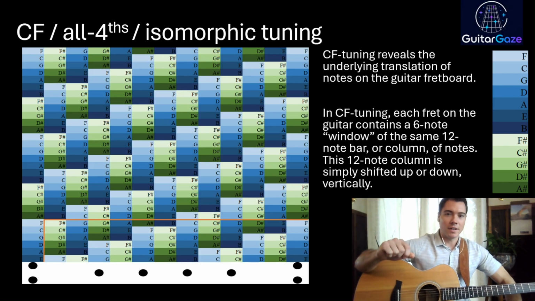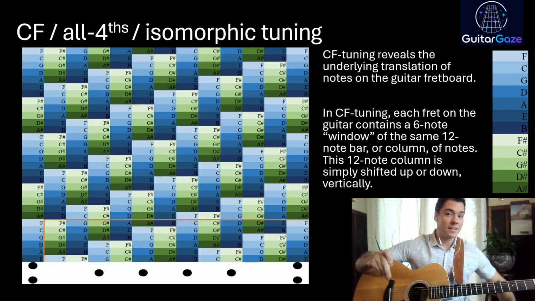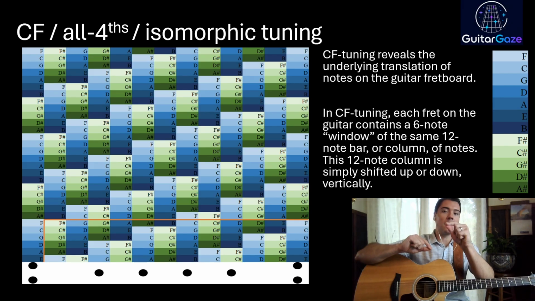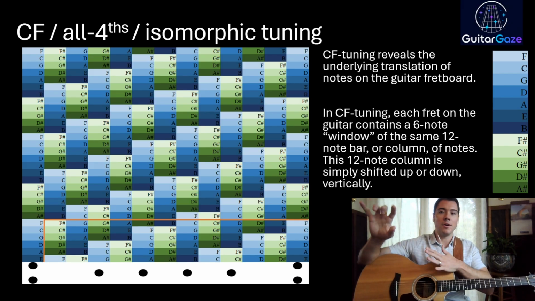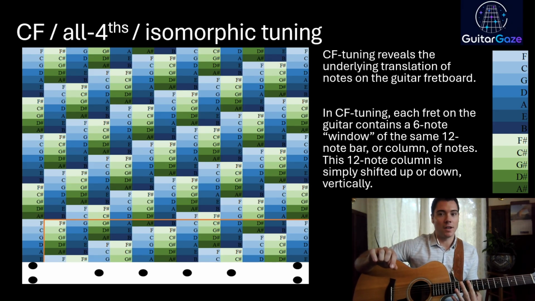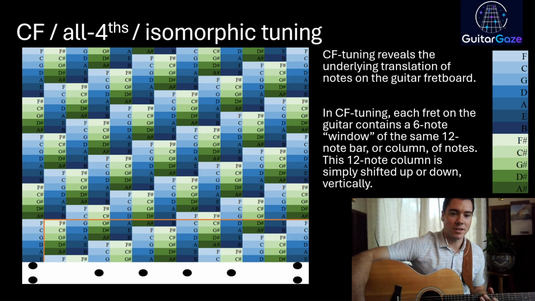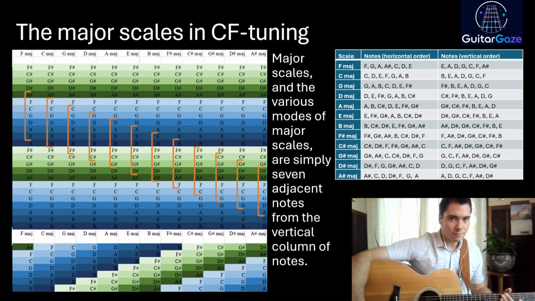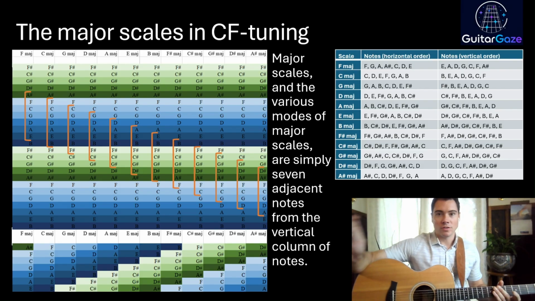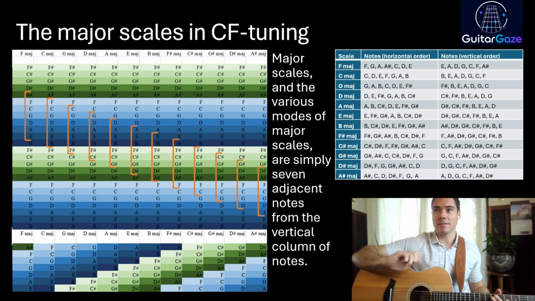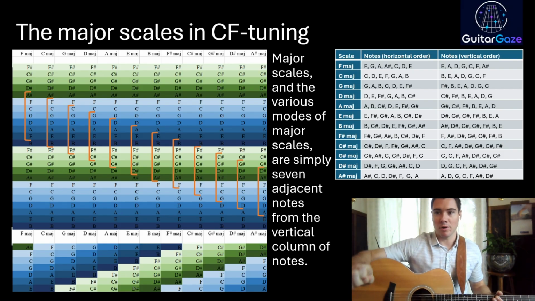So in CF tuning, each fret on the guitar essentially contains a unique 6-note window or segment of the same 12-note column of notes. That 12-note column of notes is simply shifted up or down vertically within each fret. That would be one way to conceptualize the guitar. So this repeating column of 12 notes is important for several reasons. For one, it makes understanding scales way easier and the similarities between scales way more approachable.